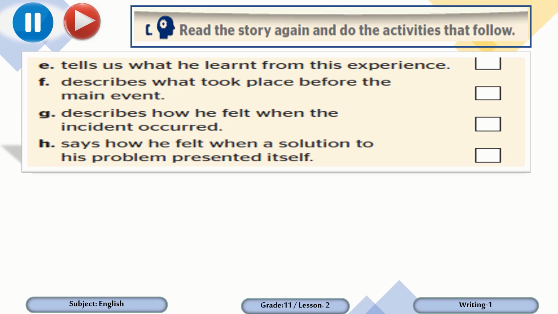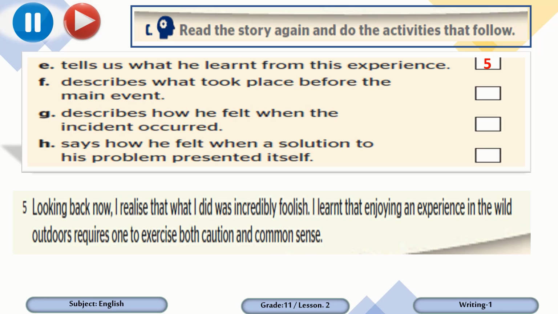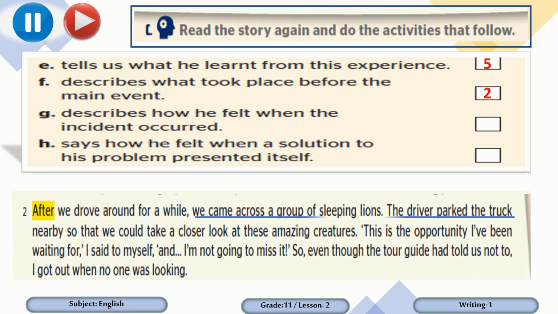In which paragraph does the writer tell us what he learned from this experience? Excellent, paragraph number 5. And now we can find the answer. Letter F. In which paragraph does the writer describe what took place before the main event? Very good, paragraph number 2. And here we can find the answer.